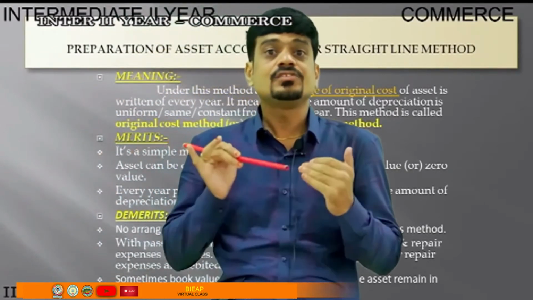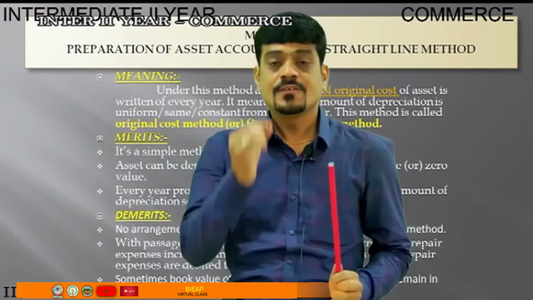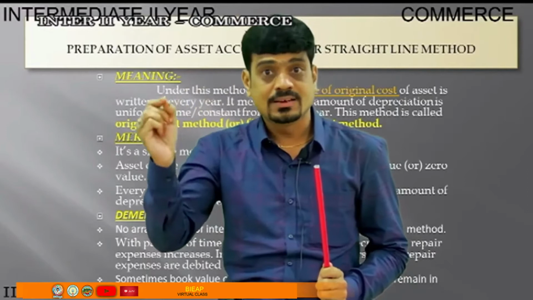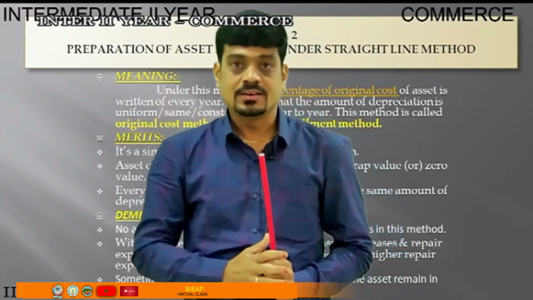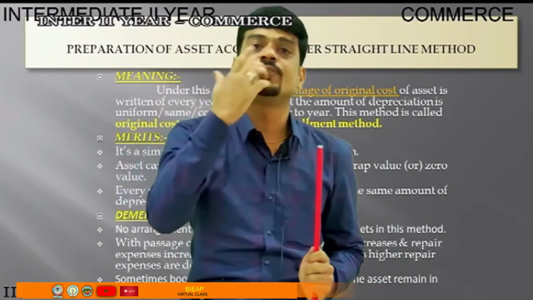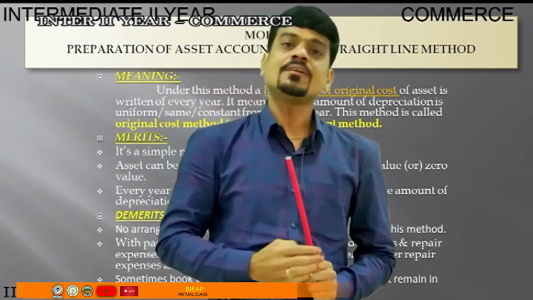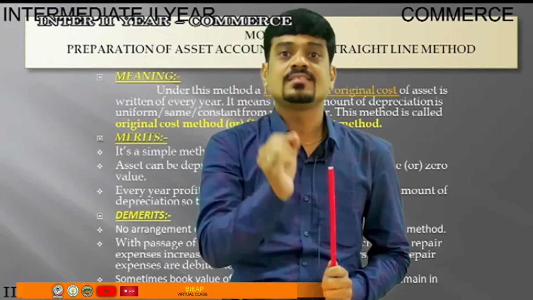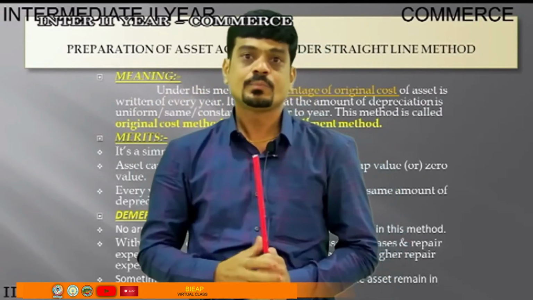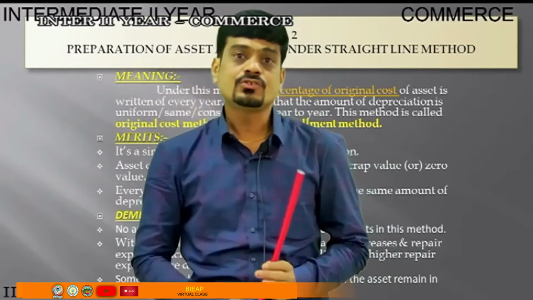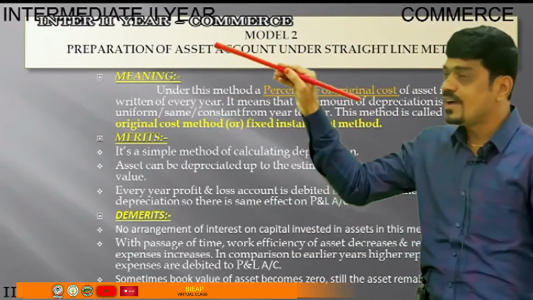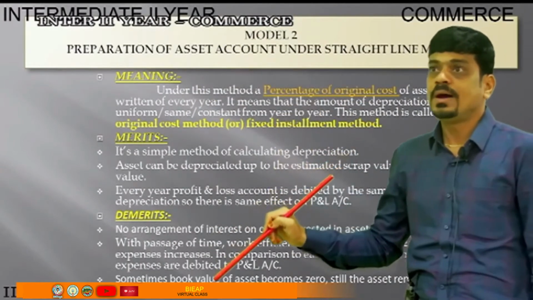This method is known by different names. Fixed installment method, straight line method, original cost method. These are the 3 basic names which are given for the method. But apart from that, it is also called sum of equal installments method. So you can have a glance for a while on the theory part.